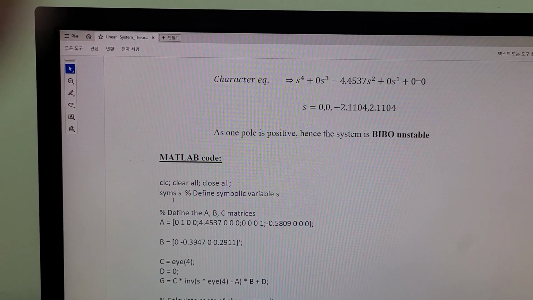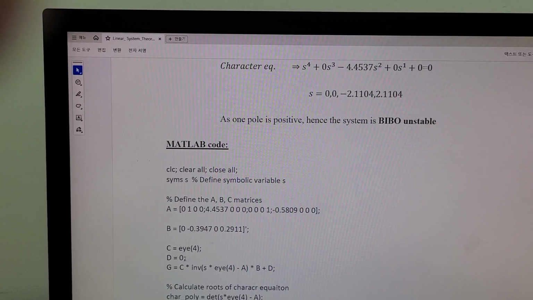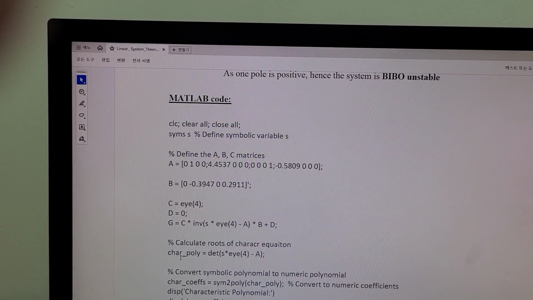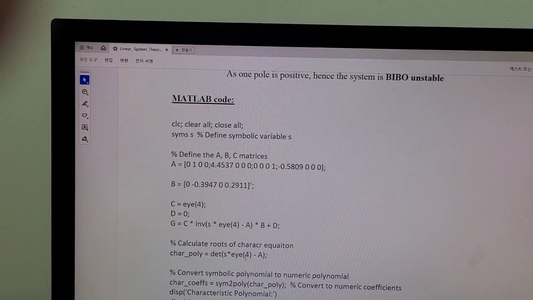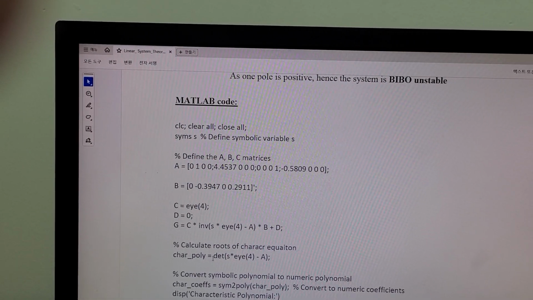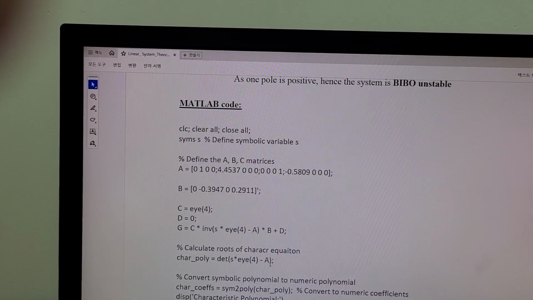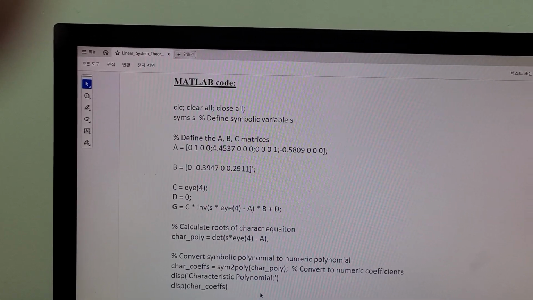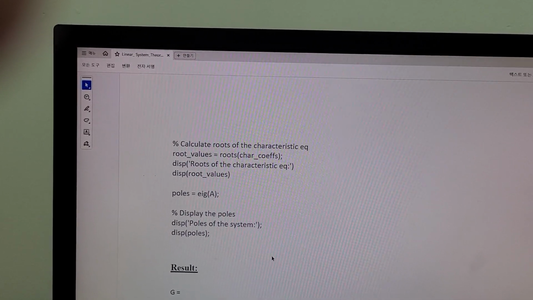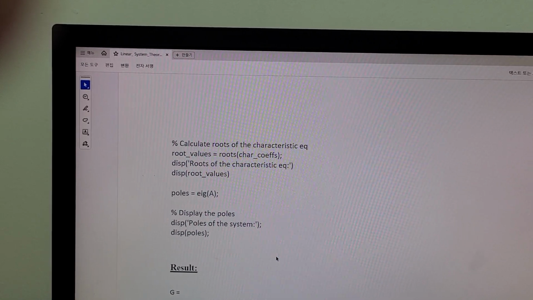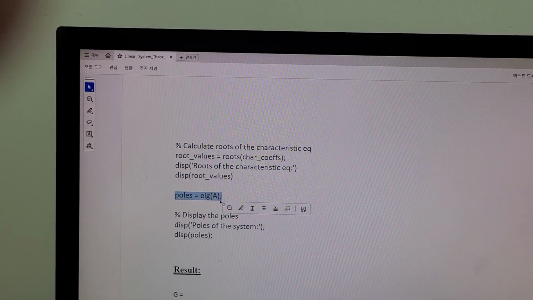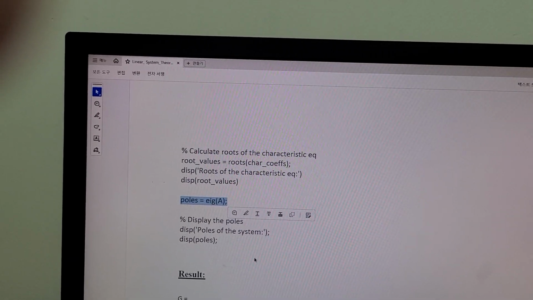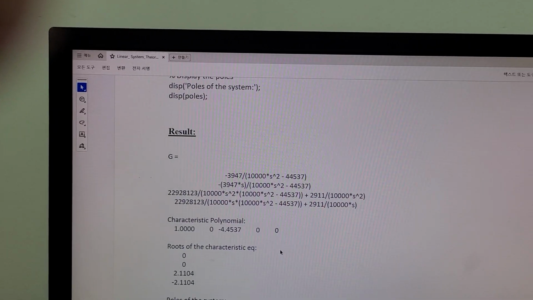This is the MATLAB code, where we have the A matrix, B matrix, C matrix, and we have calculated the roots of the characteristic equation. This is the characteristic polynomial, the determinant of sI minus A. Alternatively, we can also calculate the determinant of lambda I minus A, and that gives the poles of this system. If any pole is positive, the system will be unstable. Alternatively, if any eigenvalue of the system matrix A is positive, the system will be unstable. So these are the values.